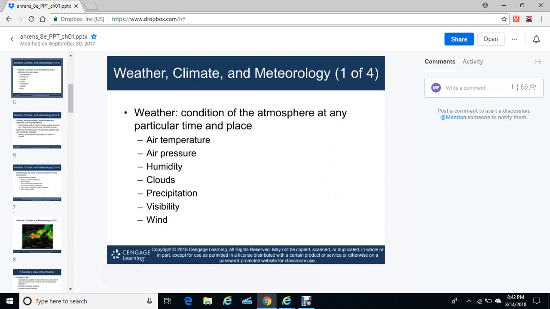All right, so now we're going to talk about weather, climate, and meteorology. We need to define these three terms so you get a better general idea of what weather is, what climate is, what meteorology is. So weather is simply the condition of the atmosphere at any particular time and place. Some of the elements that we typically think of when we think of the weather would be the air temperature, the air pressure, sometimes known as barometric pressure, the humidity, the clouds, precipitation, visibility, which is basically how far you can see in the horizontal, and then the wind. These are all very important elements that comprise weather as a whole.